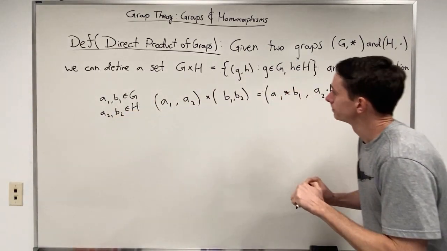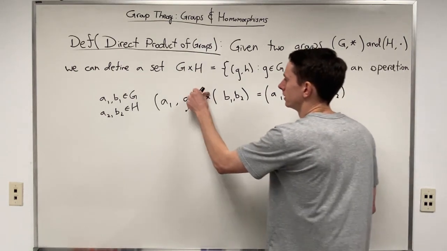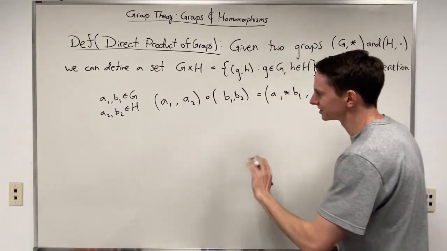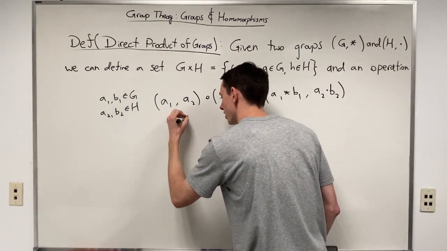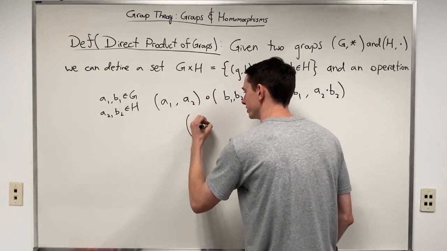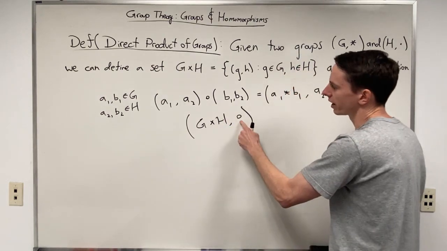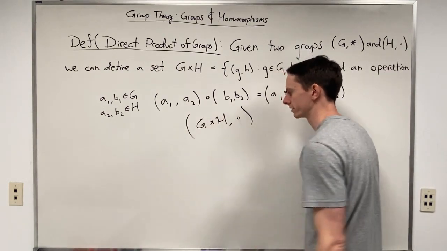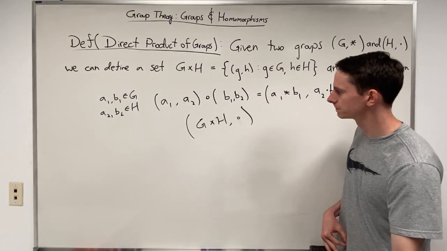So maybe I shouldn't even put times, let me put circle actually, and we'll see why in a second. Maybe circle is the operation. So that way, the idea is when we take a direct product of groups, the set would be the Cartesian product G cross H, and the corresponding binary operation would be this little circle that we have right here. Okay. Hopefully that makes sense.